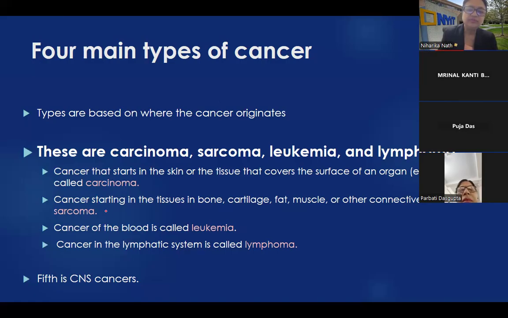Then a sarcoma is that which is from, remember I said that they are from cartilage, fat, muscle tissues, bone. So that would be called a sarcoma. And the sarcoma is really all your connective tissue. So they're more like soft tissues.